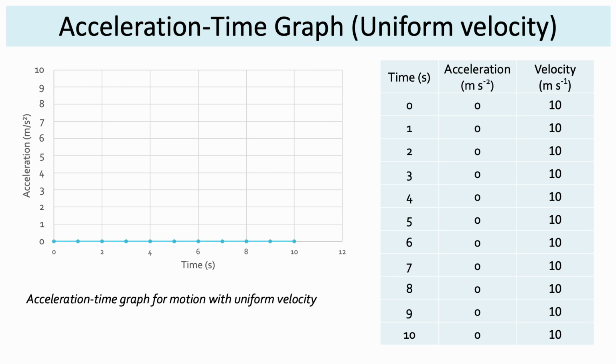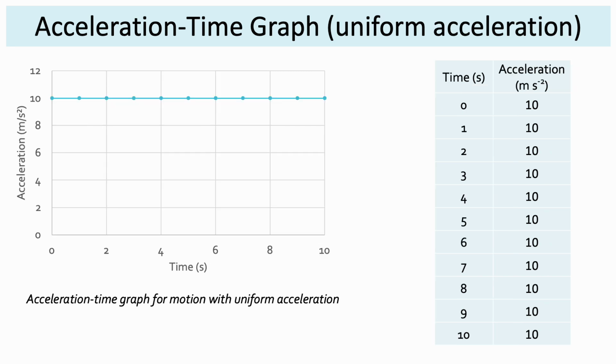So the velocity is constant here, 10 meters per second throughout its journey. So there is no change in velocity and therefore there is no acceleration. It remains zero. In uniform acceleration, acceleration stays constant and positive. The acceleration time graph is a horizontal line above the time axis. Here you can see acceleration is 10 meters per second squared throughout the journey.